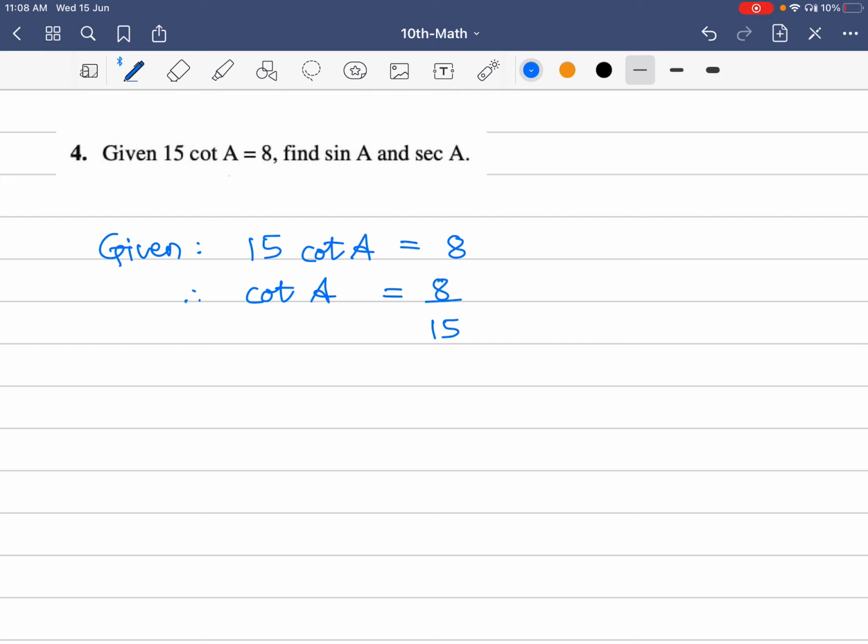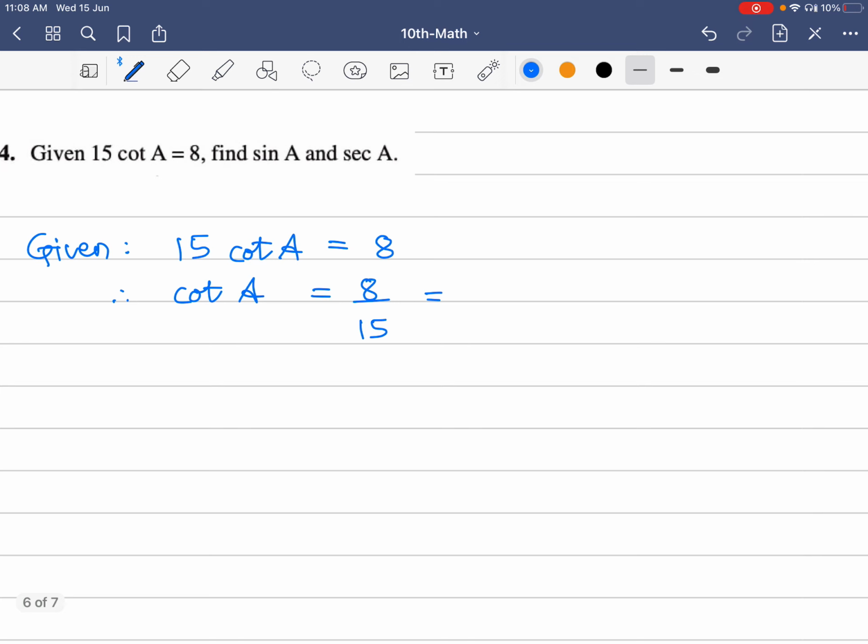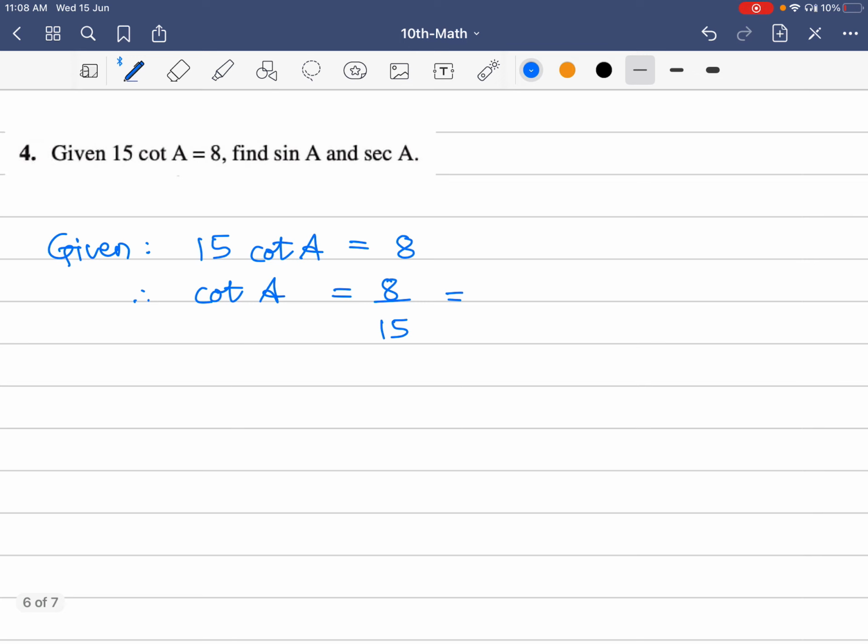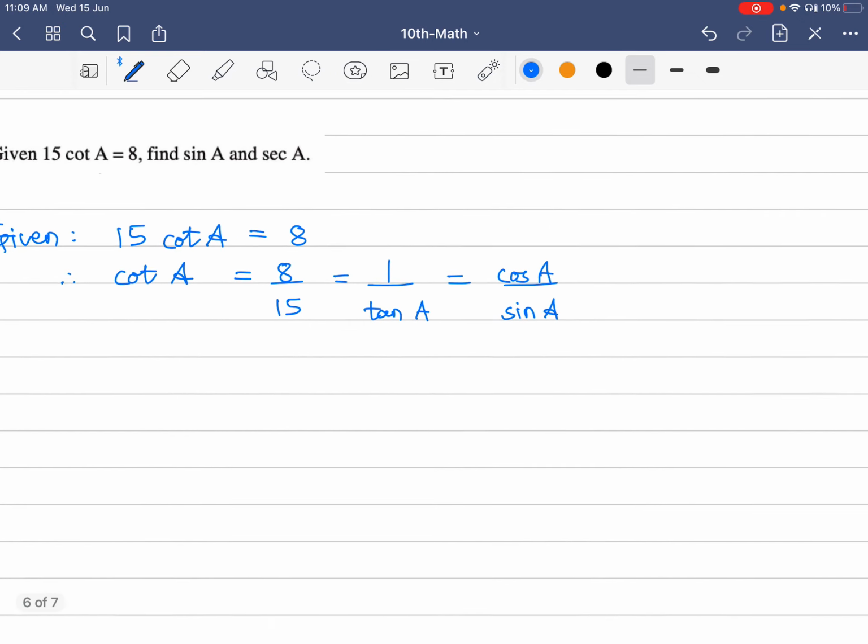However, what is cot of A? Cot of A, by definition, is equal to 1 upon tan A. So if you don't remember the actual definition of cot A, you can go with the derived definition, because cot A is a derived trigonometric ratio. It is not a standard trigonometric ratio. So that is equal to 1 upon tan A, which is nothing but cos A upon sin A, and cos and sin are the standard trigonometric ratios, so we know their definitions.